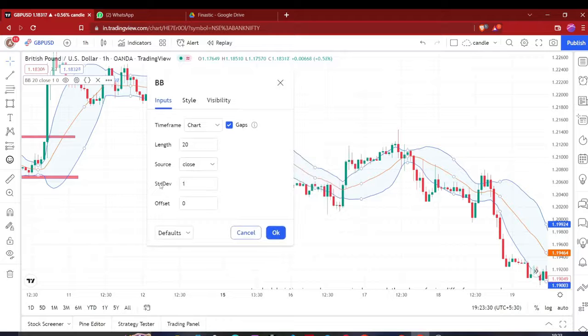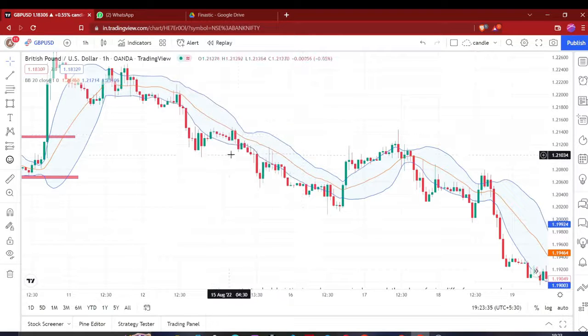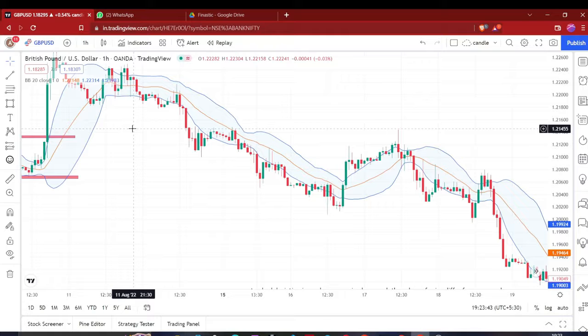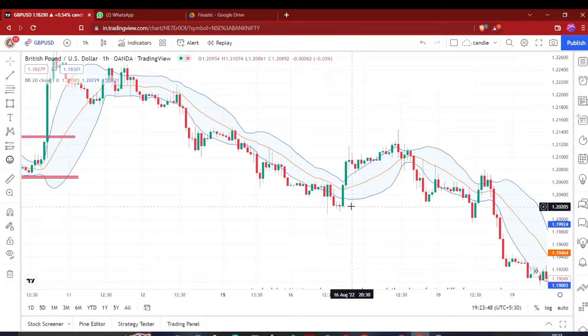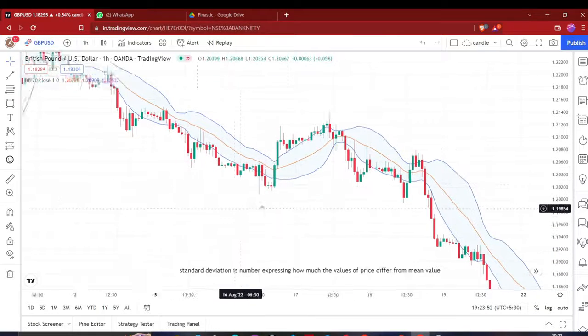So when you set the standard deviation to 1, it is already on 1, you can see the price is going out of the Bollinger Bands. Whenever you set standard deviation as 1, the price will stay inside the Bollinger Band 65% of the times. Other times it can break the zone.